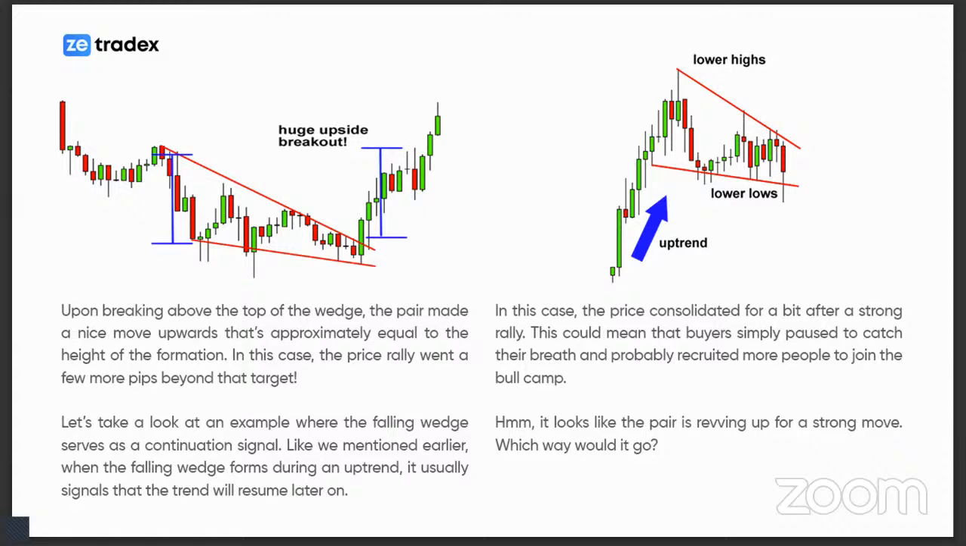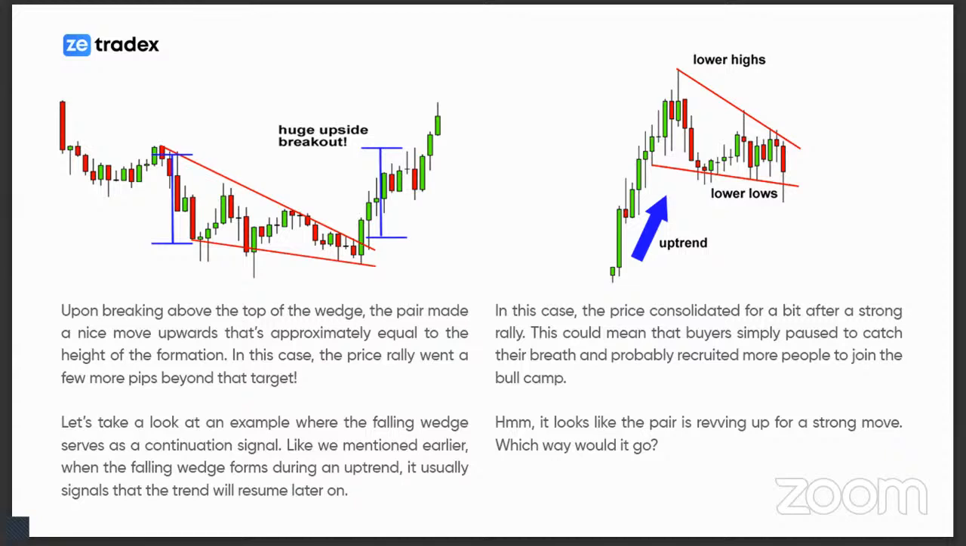Now, upon breaking above the top of the wedge, we can say that the pair made a nice move upwards that is approximately equal to the height of the formation. In this case, the price rally went a few more pips beyond that target. Now, let's take a look at an example where the falling wedge serves as a continuation signal, like we mentioned earlier. When the falling wedge forms during an uptrend, it usually signals that the trend will resume later on.